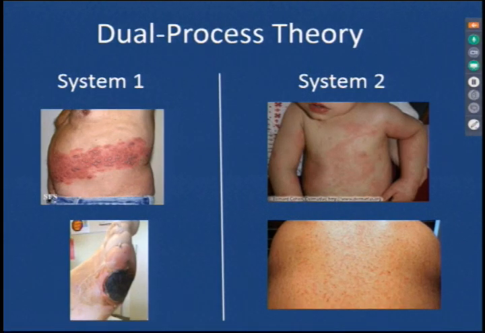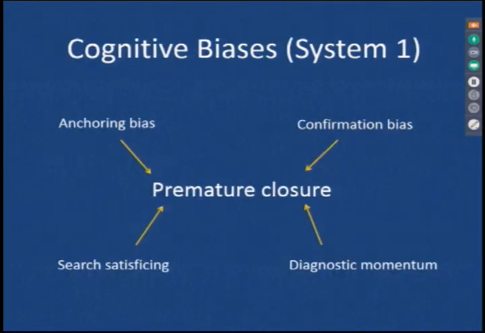This, by the way, used to be called pattern recognition, these people on the left, and the process you go through on the right is called the hypothetical deductive model. But now we call them system one and system two. So these are system one problems. These cognitive biases that we talk about are system one problems. Anchoring bias, confirmation bias, search satisficing, diagnostic momentum. These are faulty thinking processes that physicians have.